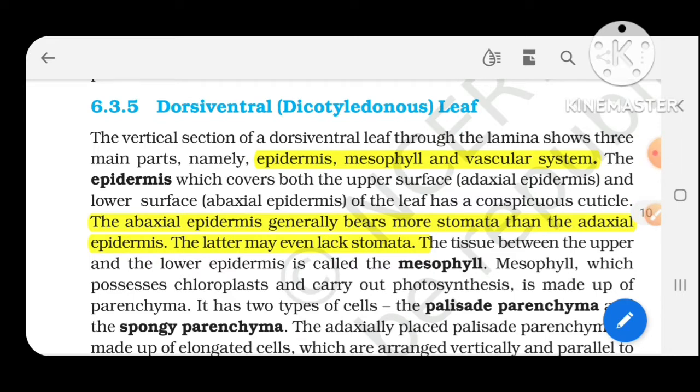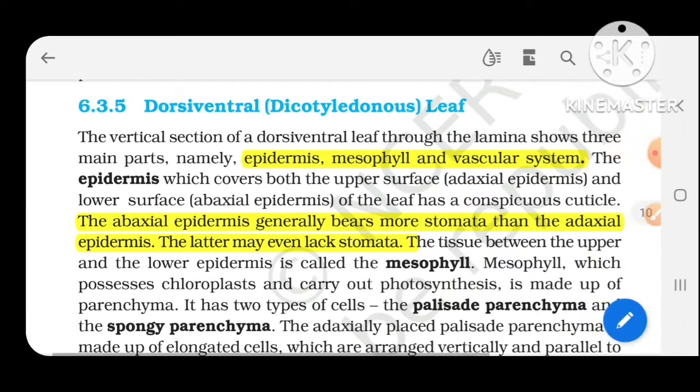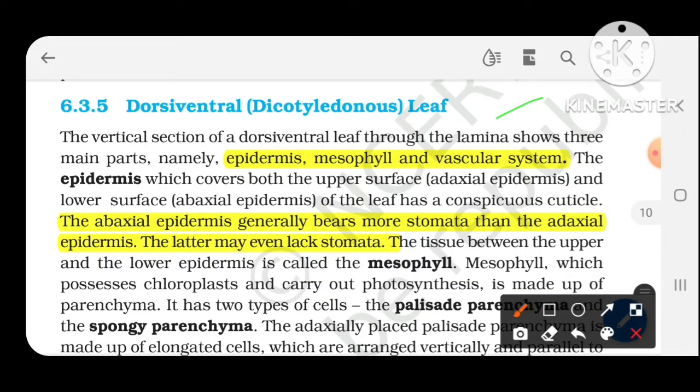Today we are going to learn about dorsiventral leaf and isobilateral leaf. Dorsiventral leaf is also known as dicotyledonous leaf. The vertical section of dorsiventral leaf through the lamina shows three main parts, namely epidermis, mesophyll, vascular system.